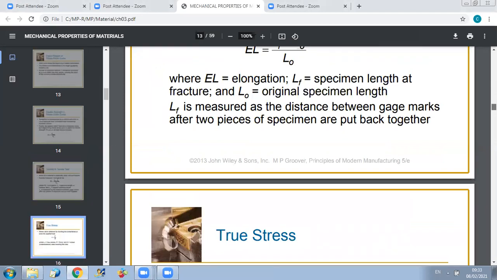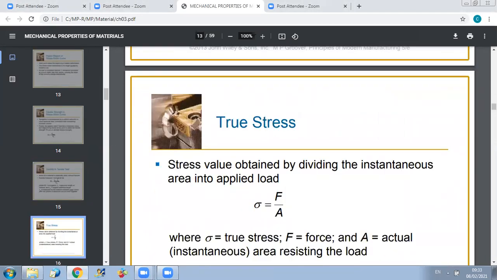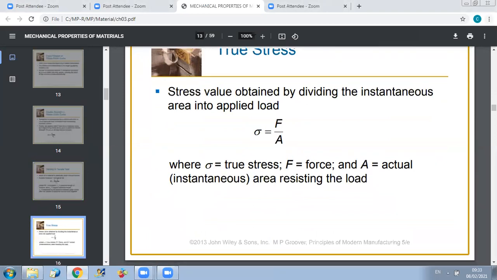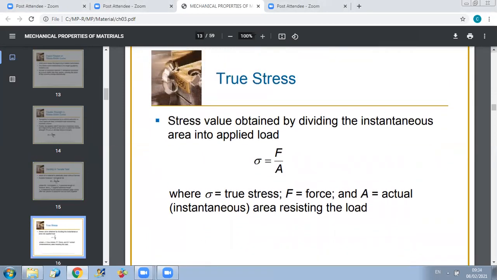Now we will define true stress. As we have seen, we have two types of stresses: engineering stress and true stress. For the true stress, the stress value is obtained by dividing the force by the instantaneous area. So sigma is F over A. To differentiate between the two, we put sigma T, sigma true, and the other sigma E. So sigma T represents the true stress, F is the force, and A is the actual instantaneous area resisting the load.